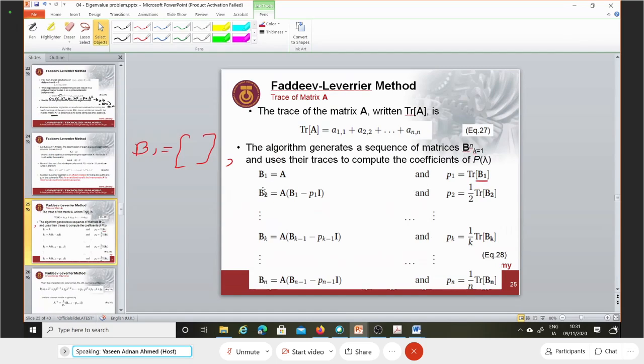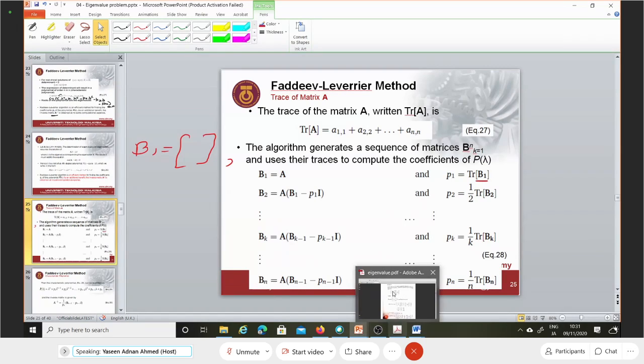Next, you have the different matrix B. The B matrix is equal to the A matrix multiplied by B1. B1 is actually A, minus P1, a constant value, times I, the identity matrix. Okay, so please think about this one. Your new matrix B2 will be the A matrix, that is always common, then B1 minus this constant multiplied by I.